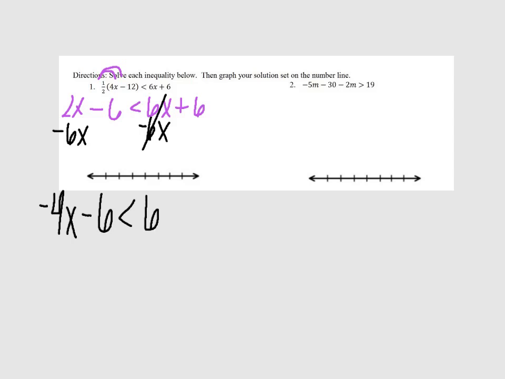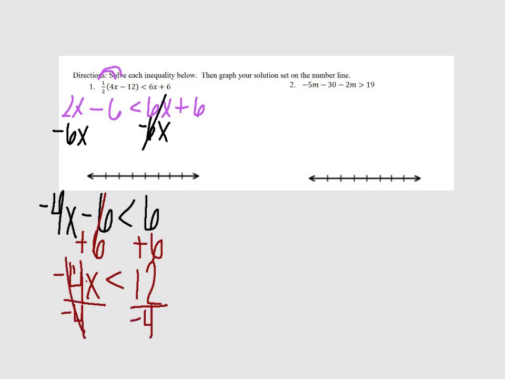I want the x to stay, so I'm going to get rid of the negative 6 by adding 6. My 6's cancel, left with negative 4x is less than 12. My final step is to get rid of the times by negative 4. The opposite of times by negative 4 is divide by negative 4. I do that to both sides.